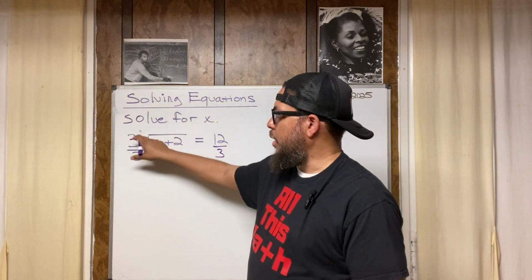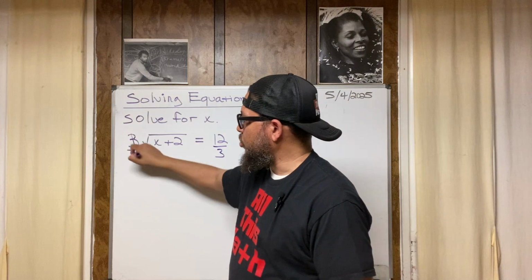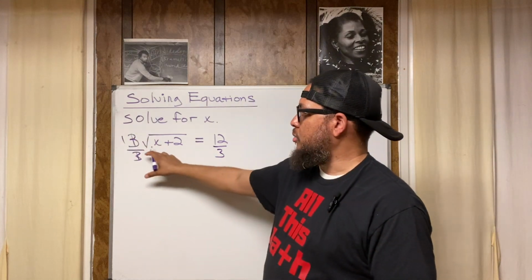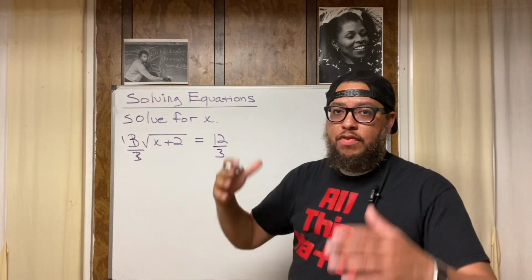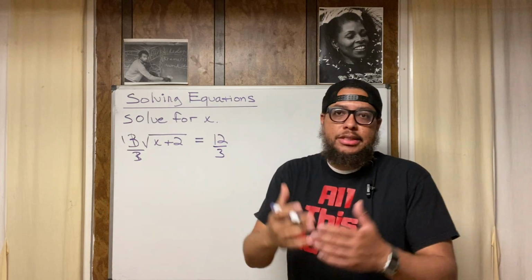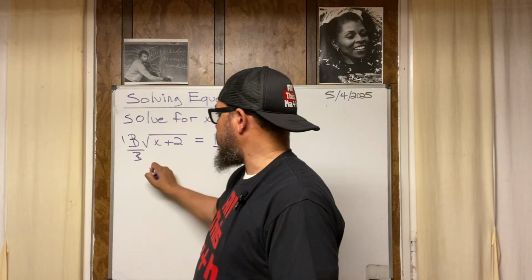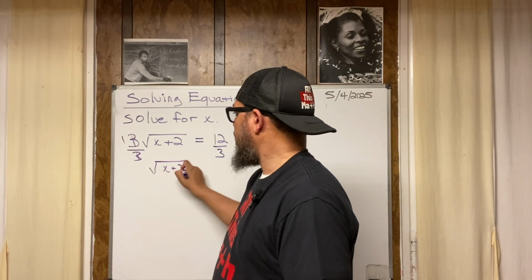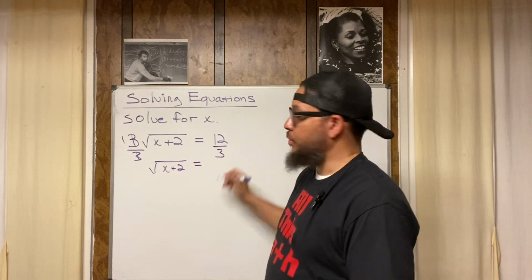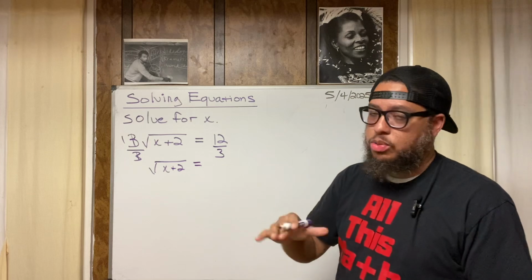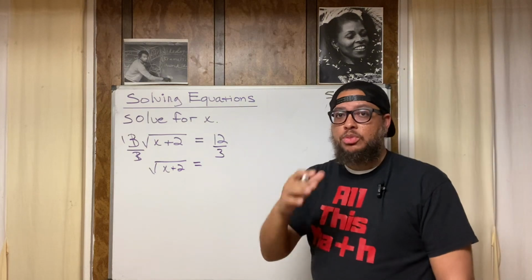All right. So now what happens over here? 3 divided by 3 is equal to 1. So now I have 1 times the square root of x plus 2. Now, if I got 1 times the square root of x plus 2, that's just the square root of x plus 2. That's all it is. So now I got the square root of x plus 2 is equal to, now 12 divided by 3 is not 9. Don't make that careless error. Don't do 12 minus 3 instead of 12 divided by 3. 12 divided by 3 is 4.